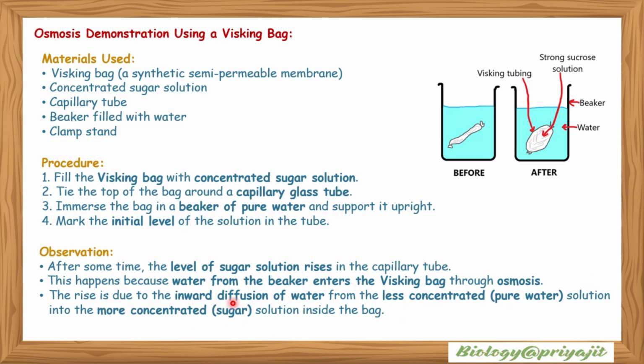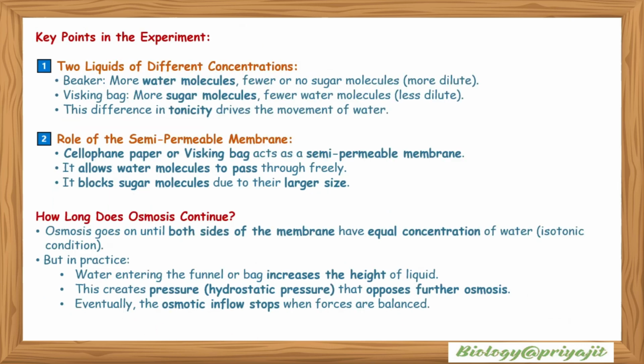Observation: after some time the level of sugar solution rises and enters the capillary tube. This happens because water from the beaker enters the bag through osmosis. The rise is due to inward diffusion of water from the less concentrated pure water into the more concentrated sugar solution inside the bag. Key points in the experiment: two liquids of different concentration. Beaker: water, more water molecules, fewer or no sugar molecules, more dilute. Bag: more sugar molecules, fewer water molecules, less dilute, and this difference in tonicity drives the movement of water.